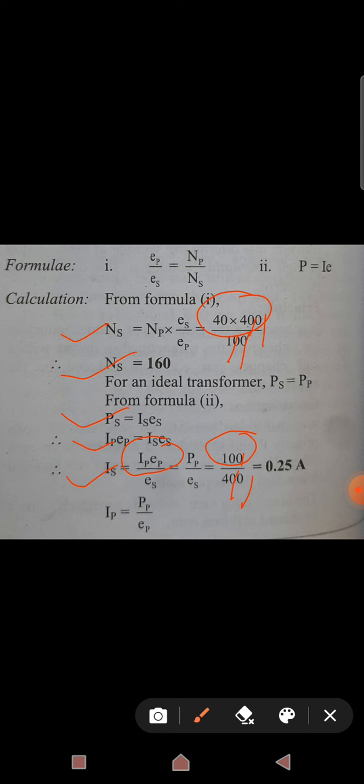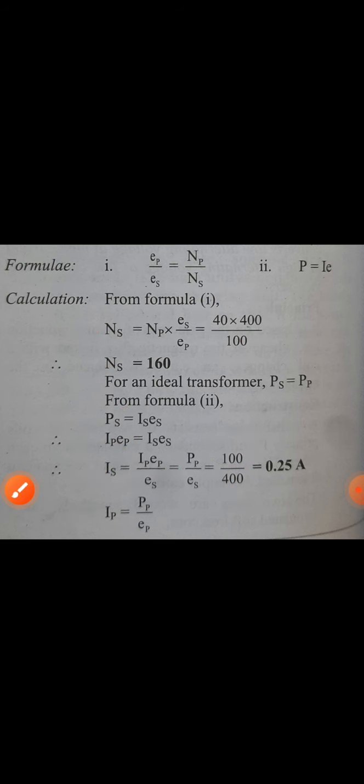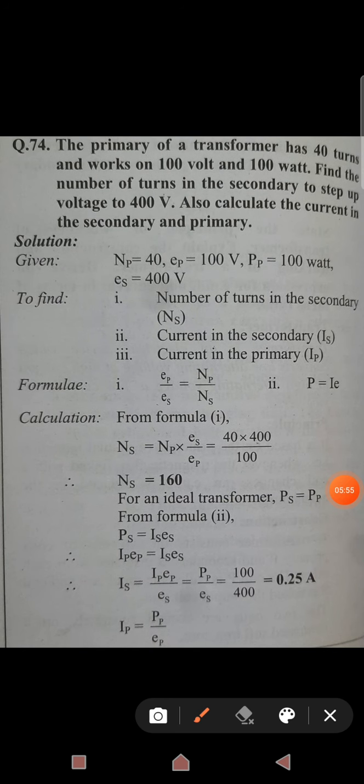So friends, again we have to find out the current in the primary. So IP is equal to power of primary divided by the EMF of primary. Friends, this part again I am going to explain with the help of the question so that you will get a clear idea. Okay, so I am going to read this question once again.